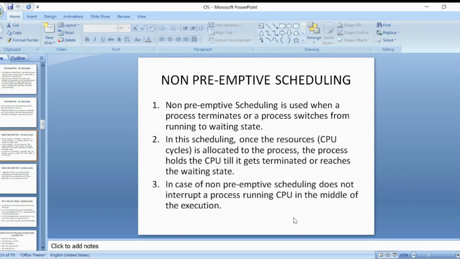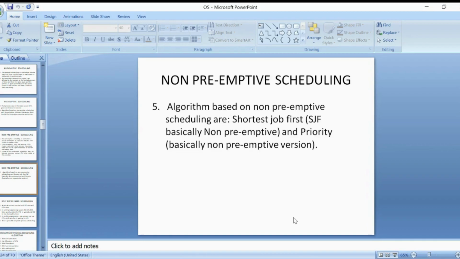Now coming to non-preemptive scheduling. Non-preemptive scheduling is used when a process terminates or a process switches from running to waiting state. In this scheduling, once the resource, the CPU cycle, is allocated to the process, the process holds the CPU till it gets terminated or reaches the waiting state. Non-preemptive scheduling does not interrupt a process running on the CPU in the middle of its execution. Algorithms based on non-preemptive scheduling are shortest job first, SJF basically non-preemptive, and priority basically non-preemptive.